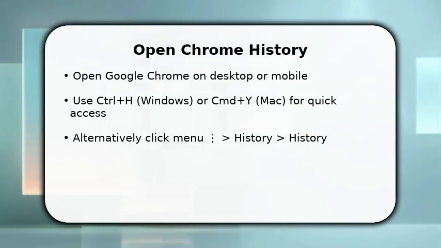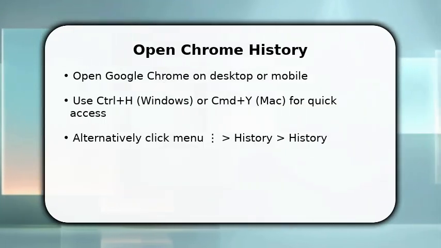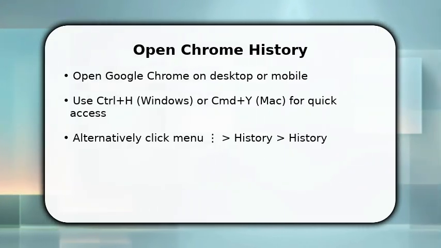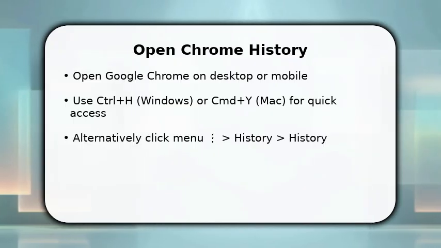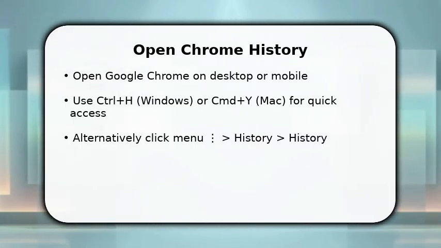If you prefer the menu, click the three-dot menu, choose History, then History again. Once done, scan the list to confirm time range and device. Make sure you're signed into the correct account so the right browsing data appears.